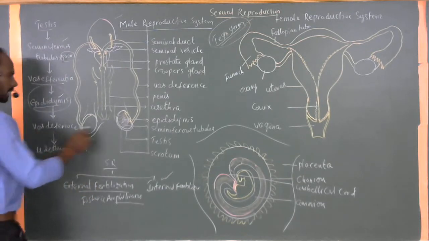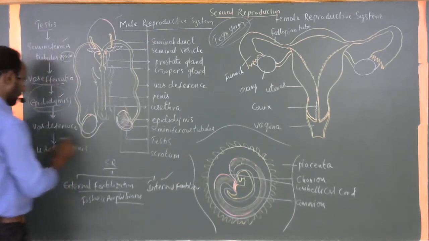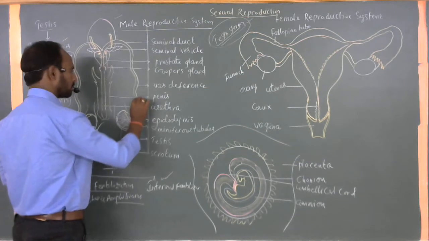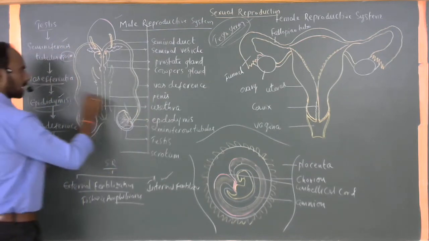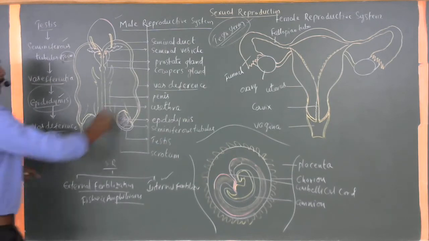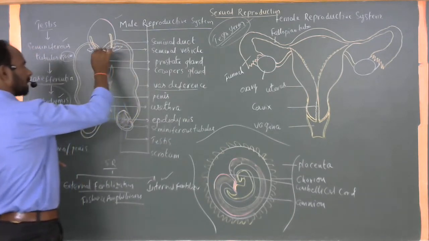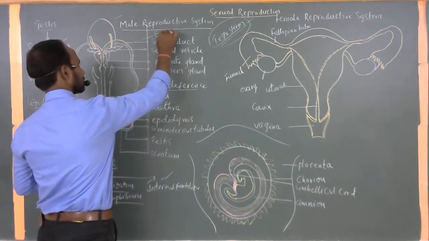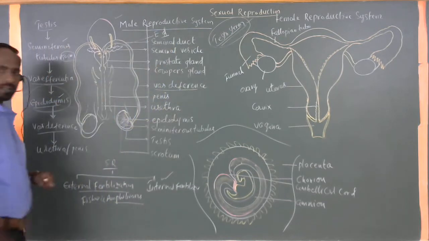After the epididymis, a long tube is formed. This is commonly called the vas deferens. This long tube, from each of the two testicles, is commonly called the vas deferens. The vas deferens directly opens into a common tube. This is commonly called the ejaculatory duct.